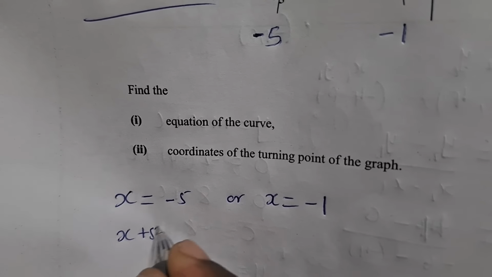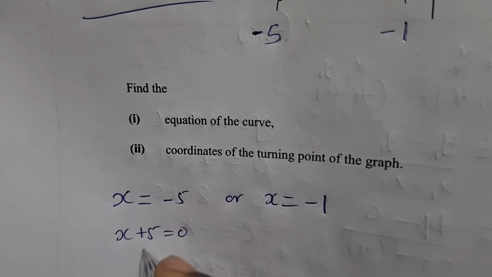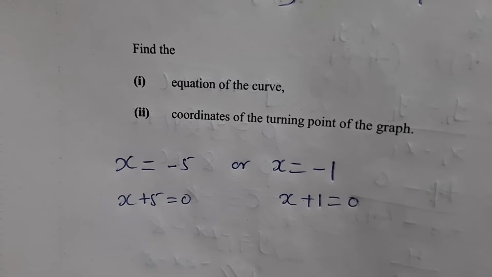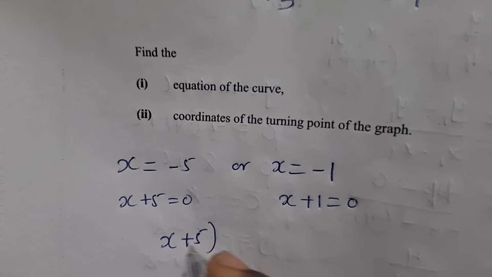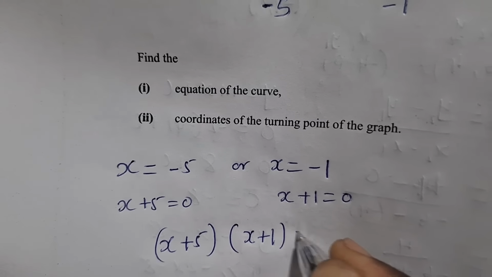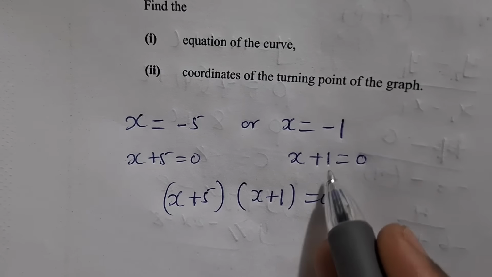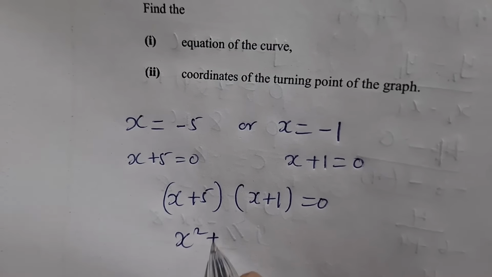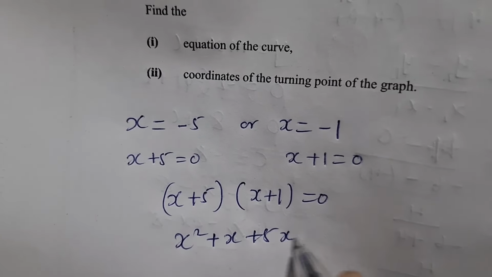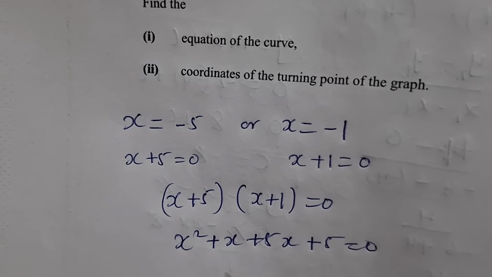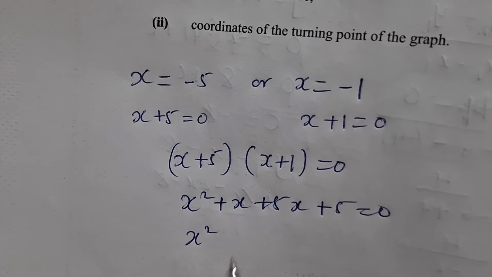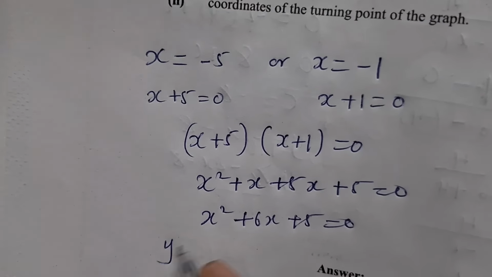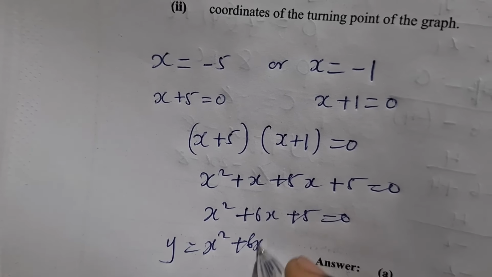So x plus 5 is equal to 0. This will come this side, so it will say equal to 0. x plus 1 equal to 0. So from here, we say x plus 5, x plus 1 equal to 0. So this and this, you multiply them, and then you say equal to 0. Here, x squared plus x plus 5x plus 5 is equal to 0. So this is x squared plus 6x plus 5 equal to 0. So the equation is y is equal to x squared plus 6x plus 5.